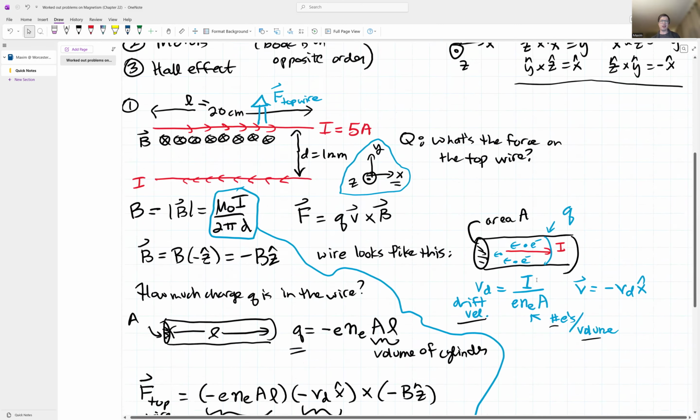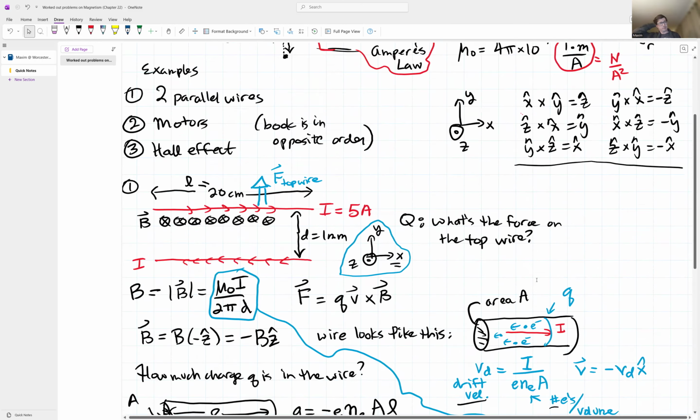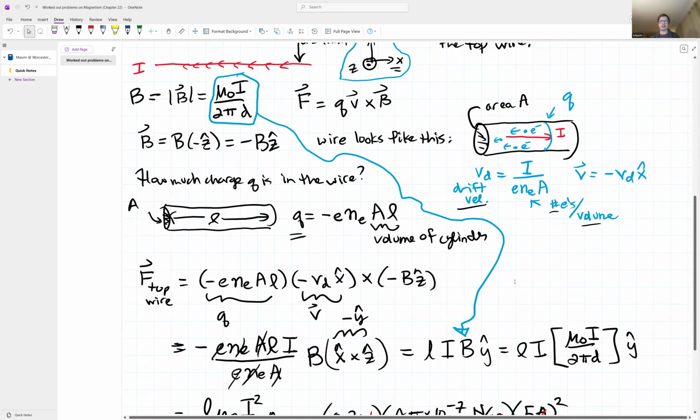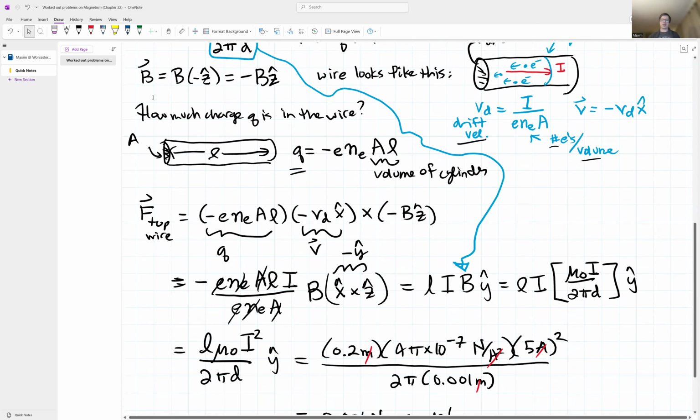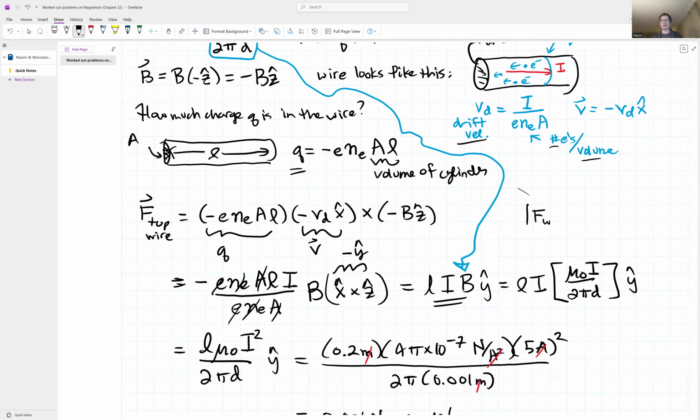Probably one of the more complicated ones because it involves creating a field with one wire and then sensing the field with another wire. And along the way, we've found this nice expression for the force on a wire due to a magnetic field. This is sort of important to remember. So the force on the wire due to a magnetic field, the magnitude of that was the magnetic field times the current times the length of the wire. So that's kind of a cool formula we got along the way.